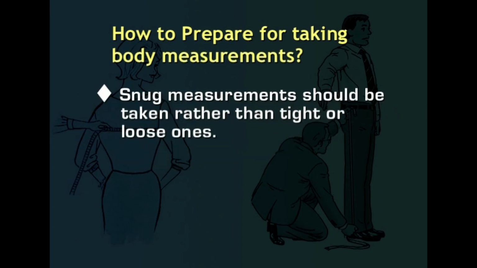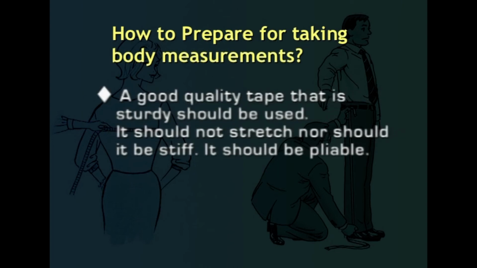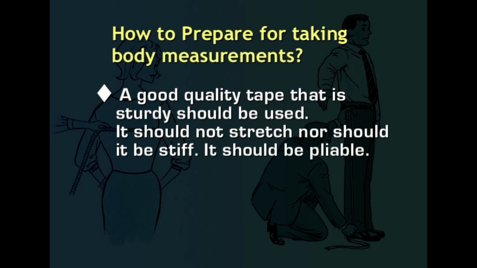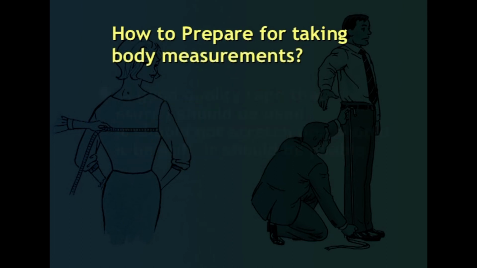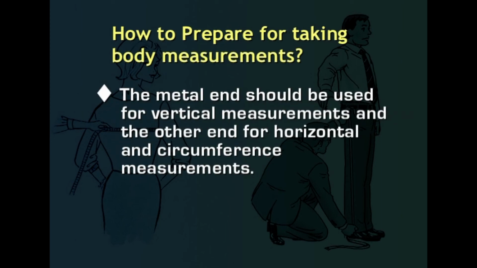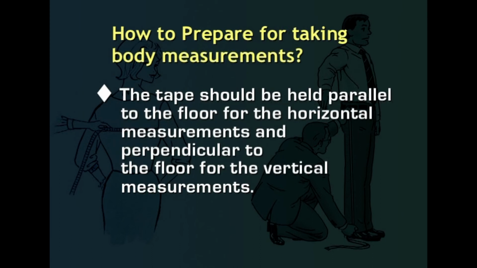Snug measurements should be taken rather than tight or loose ones. A good quality tape that is sturdy should be used. It should not stretch nor should it be stiff. It should be pliable. The metal end should be used for vertical measurements and the other end for horizontal and circumference measurements. The tape should be held parallel to the floor for the horizontal measurements and perpendicular to the floor for the vertical measurements.